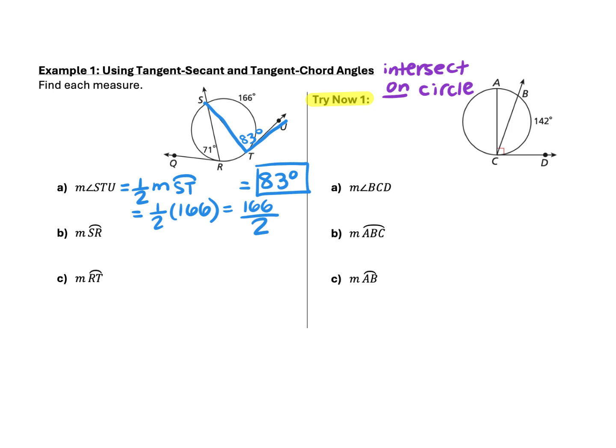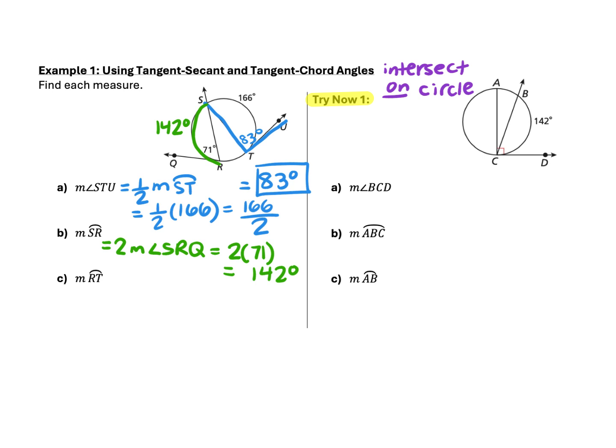Next, let's look at the measure of arc SR. That's the measure of this. Here we're going the other direction. The measure of the arc is twice the measure of the angle that's formed by the tangent and secant. So twice the measure of SRQ. And that's going to be 2 times 71. So we have 142 degrees for the arc.